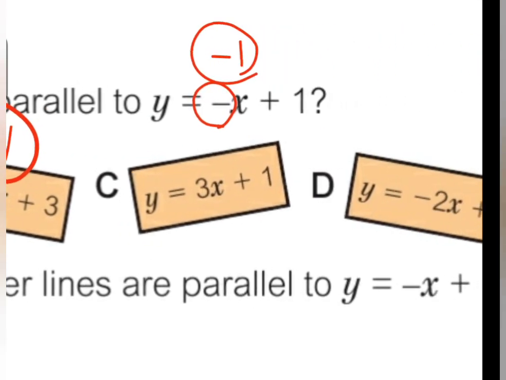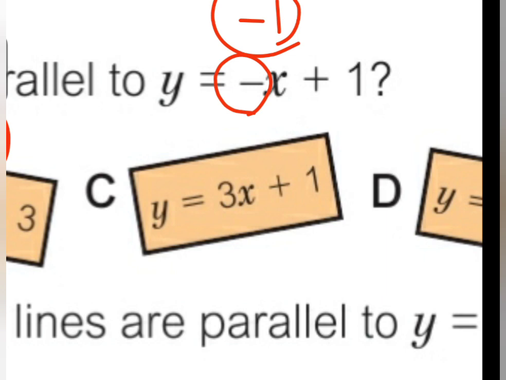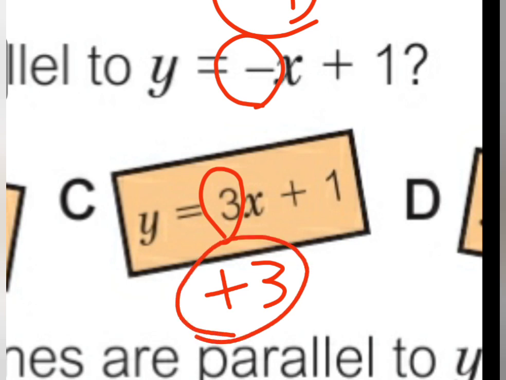Now, let's take a look at this one. What's the gradient here? Good job. It's the number multiplied by the x, or the coefficient of x. So it's positive 3. Is it parallel to the line that we're talking about? Very good. It's not parallel. So we put x.